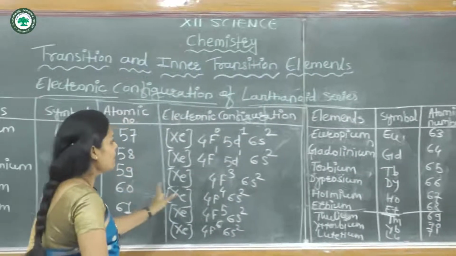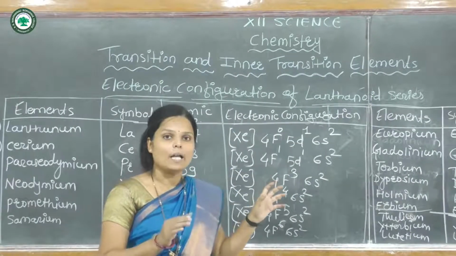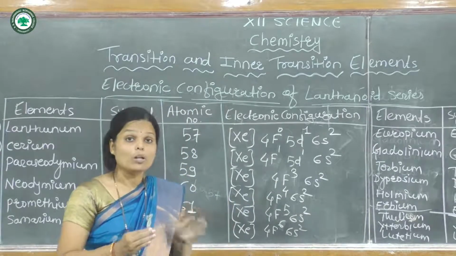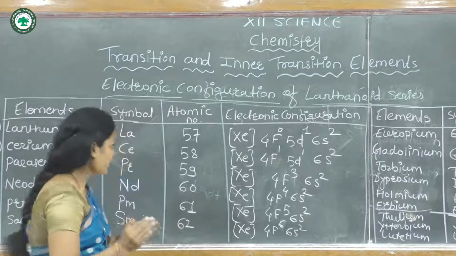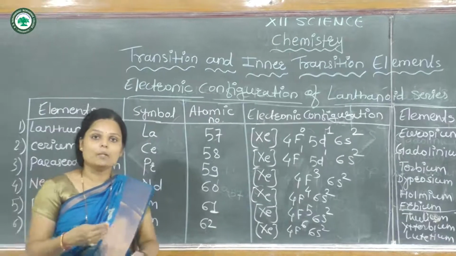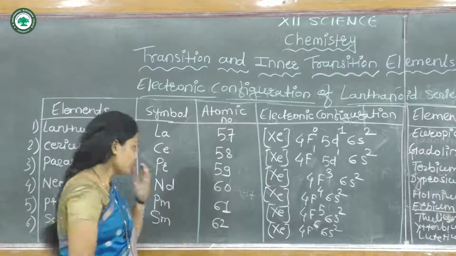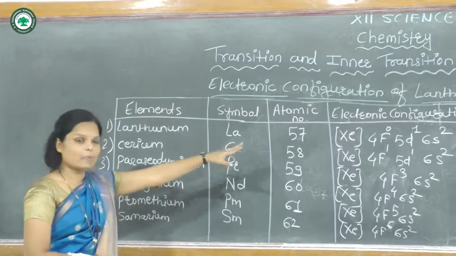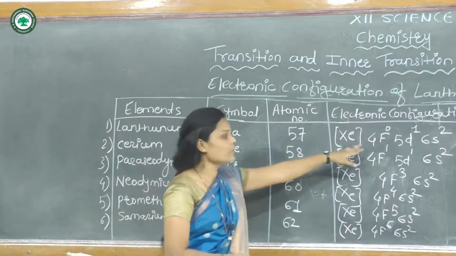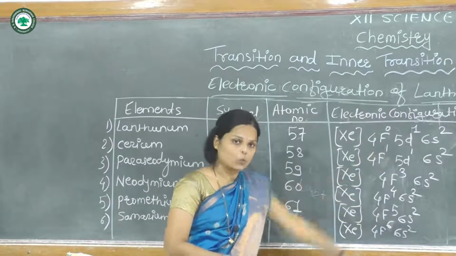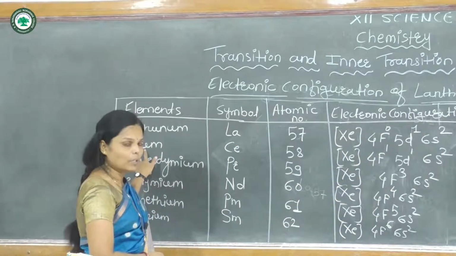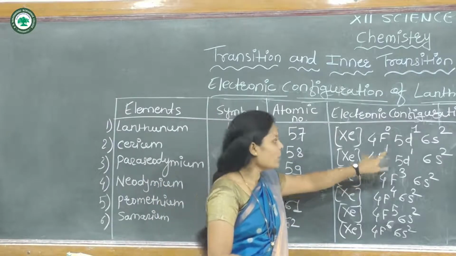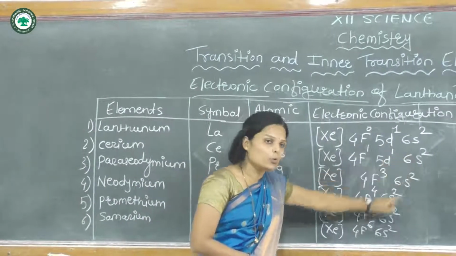All of these elements are present in the lanthanoids, and that's why it's called the lanthanoid series or 4f series. Is that clear? I will tell you one by one quickly. The first element is lanthanum. Atomic number is 57. Electronic configuration is 4f0, 5d1 and 6s2. The next element is cerium, 58. Electronic configuration is 4f1, 5d1 and 6s2.